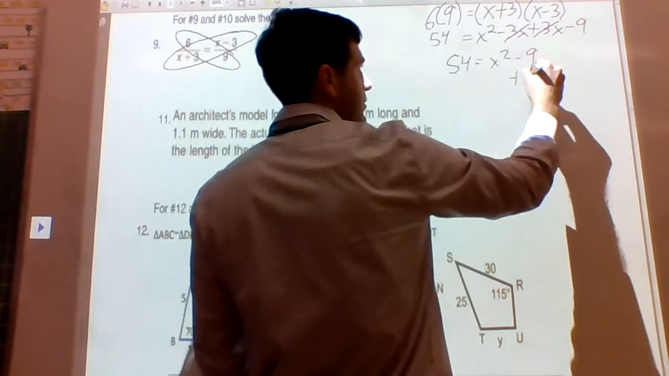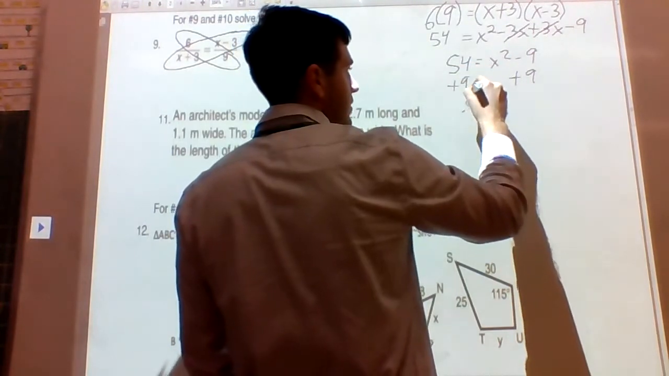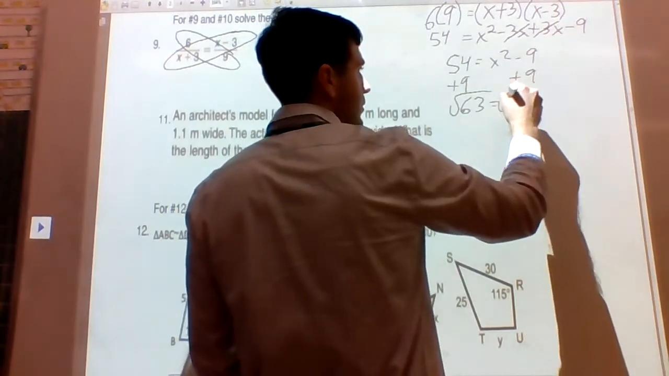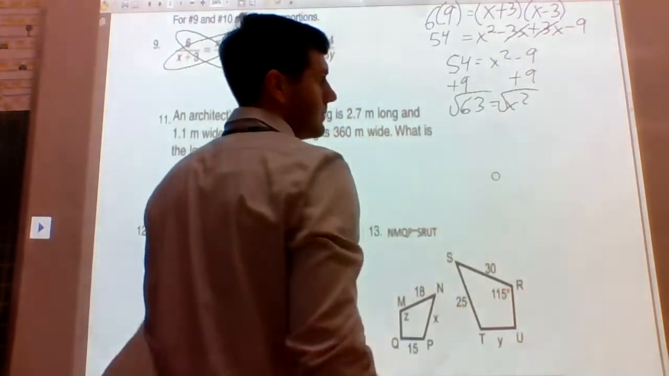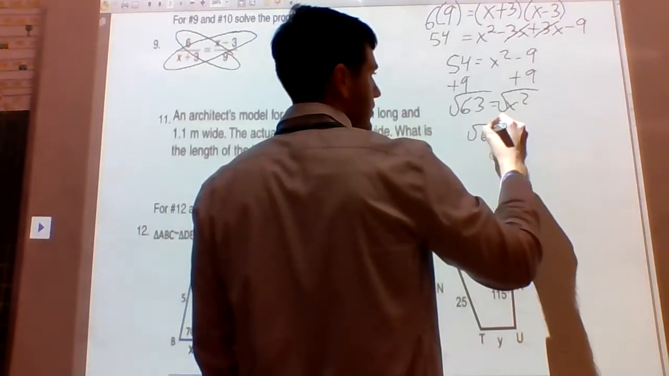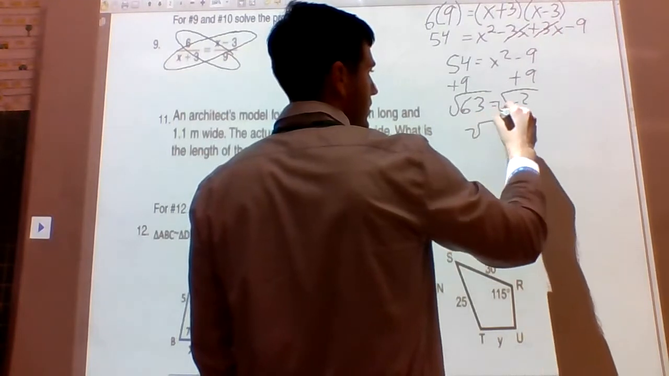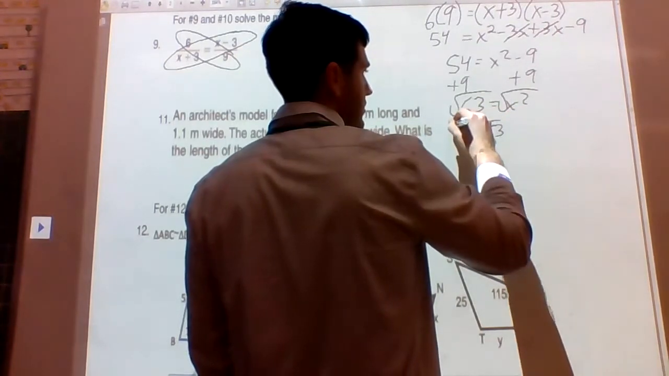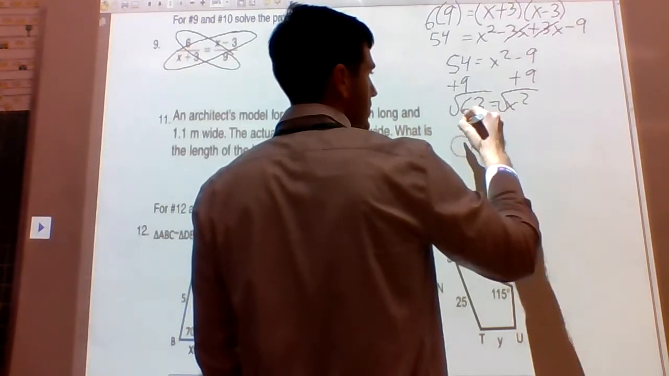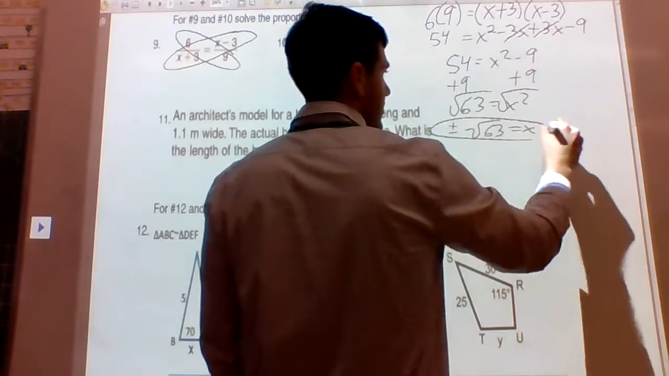We add 9 to both sides. Okay, that's 63 equals x squared. Then we take the square root of both sides. Okay, we're going to get plus or minus the square root of 63 is going to be equal to x.